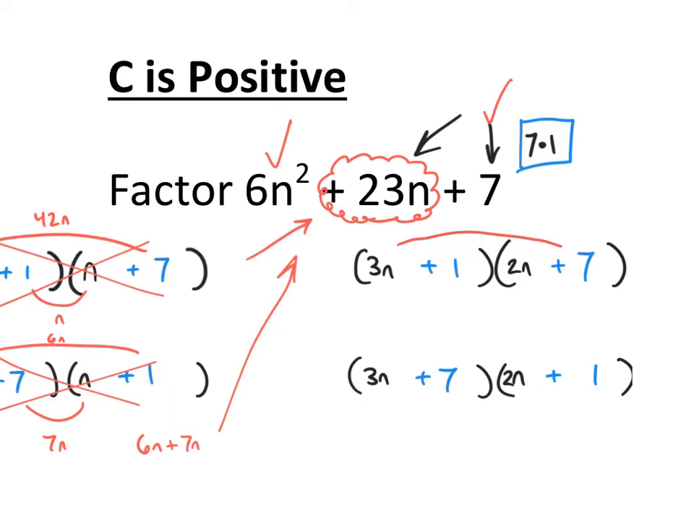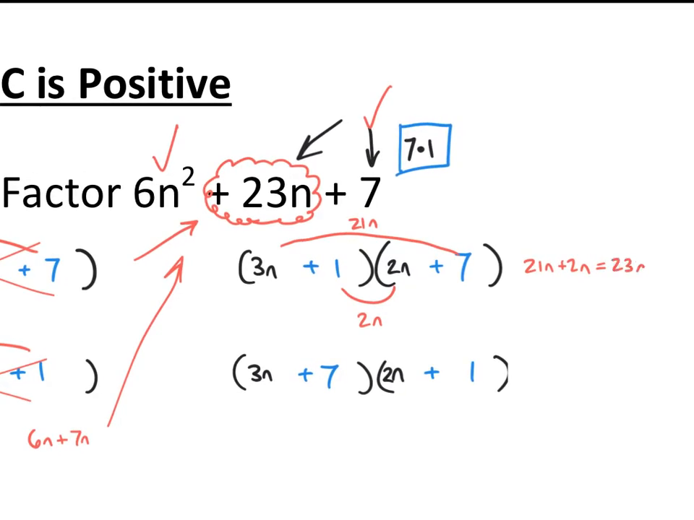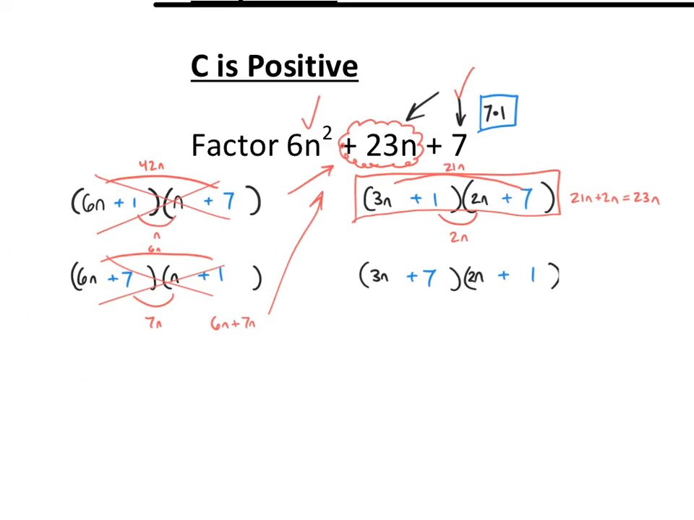Let's keep on checking. 3n times 7 is 21n. 1 times 2n is 2n. This one is correct because 21n plus 2n does equal the middle term that we wanted. So this one is the correct answer, and it's the only correct answer. If you double check that third one, or the fourth one, you'll see you get a 3n plus a 14n, which doesn't add up to 23. So it has to be that one solution that we boxed. All of these are only going to have one solution each. You don't have to worry about there being multiple solutions. There's only going to be one possible answer.